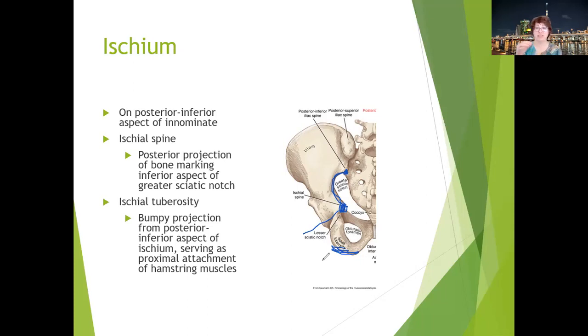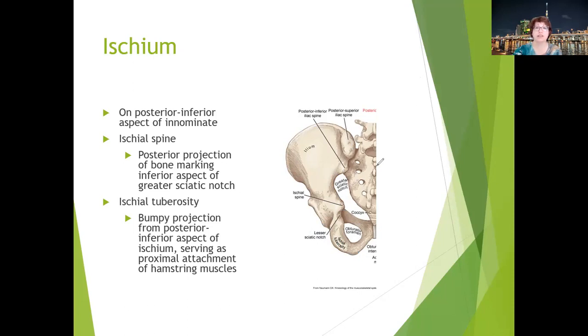So the ischial tuberosity, sometimes people call it the sit bones because you sit on it. And it can be a point of pressure if you have to sit all the time. And so that is an area that we're certainly concerned with. The ischial tuberosity is very palpable. The ischial spine is not palpable usually on a human being.